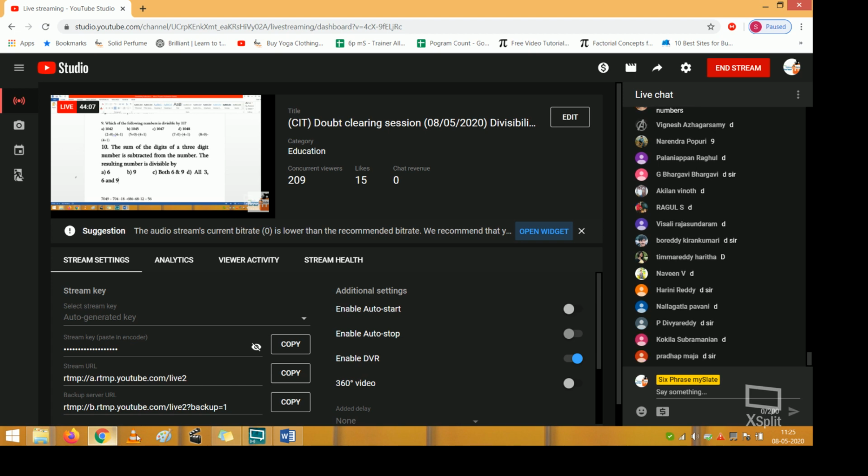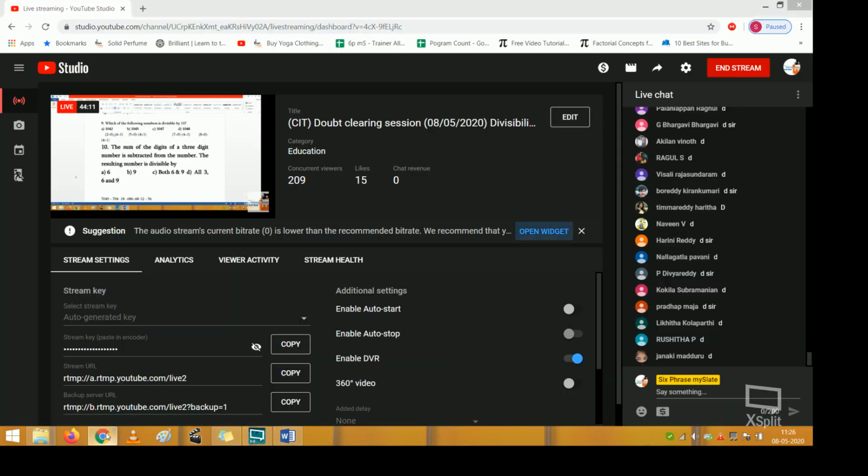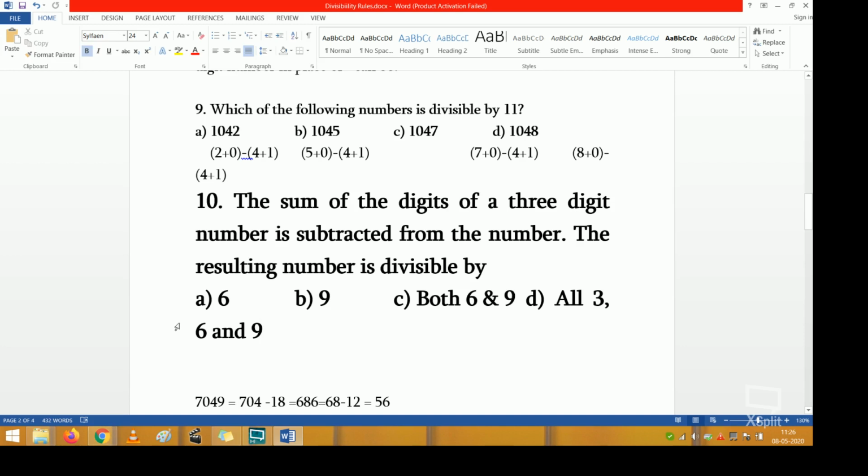Okay, I'll just show you the question. This is the question. This is a very good question, guys. It's very thought provoking. The sum of the digits of the three-digit number subtracted from the number. So what I'll do is I'll answer that composite number question in the meantime, and then finally we'll discuss the solution for this question.